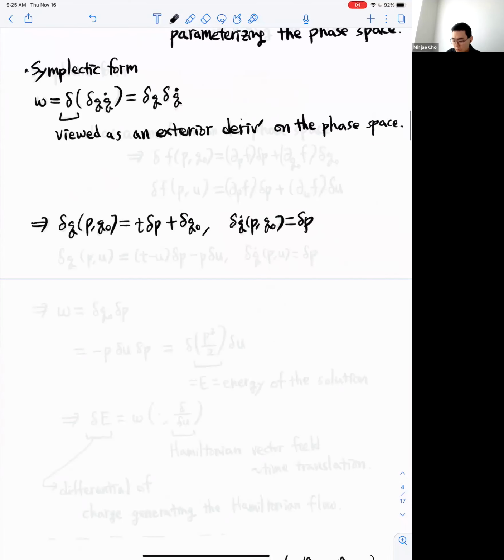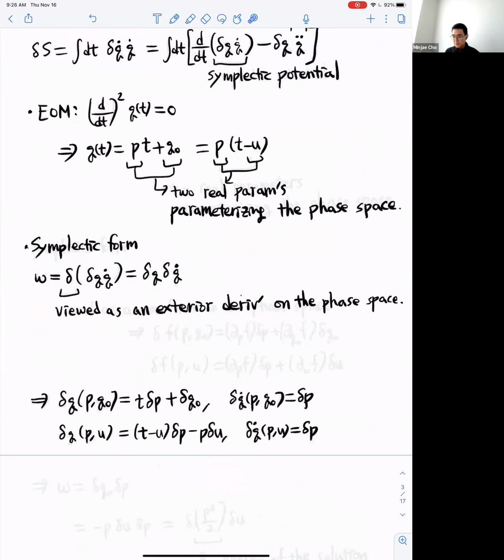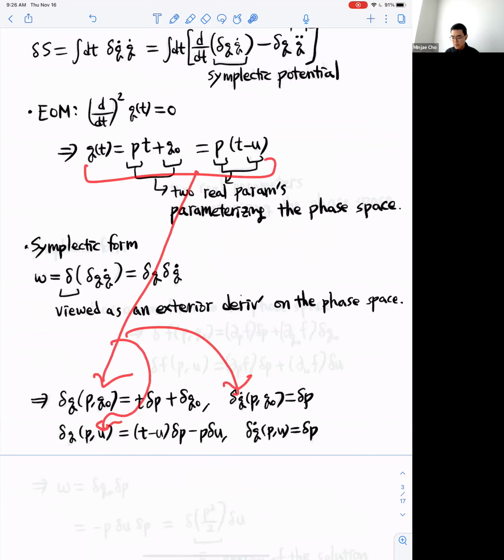Let me also write down how this looks like if we use P and U variable. It is straightforward to write it down. And this is what we get. It's very easy to just plug these expressions in and see how you get these things.